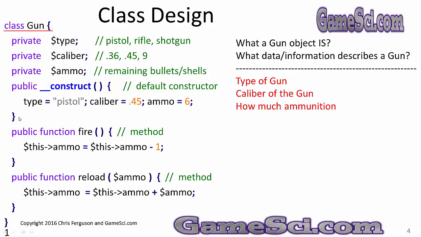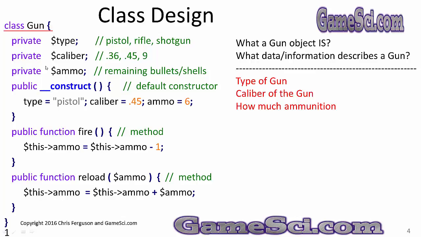Then I need a caliber. Guns have barrels, and the barrels have different diameters. In the English system, we have a 36, which is 0.36 inches. We have a 45, which is 0.45 inches. In metric, we have the 9 millimeter, which is a simple 9. What is the size of the barrel or the diameter of the barrel of the gun? That describes what an object is.